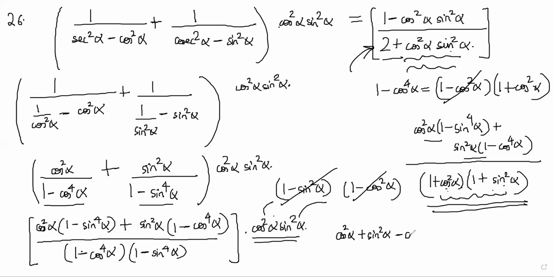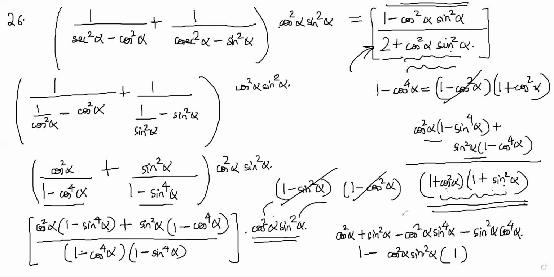And minus cos square alpha sin power 4 alpha minus sin square alpha cos power 4 alpha, right? Yes, sir. This is 1 minus, take cos square sin square common, and inside becomes sin square plus cos square, which is 1. Yes, sir. So this numerator is also working out, denominator is also working out.